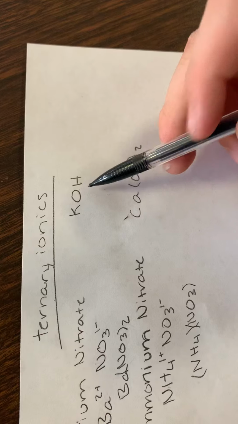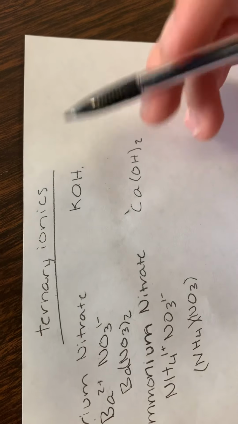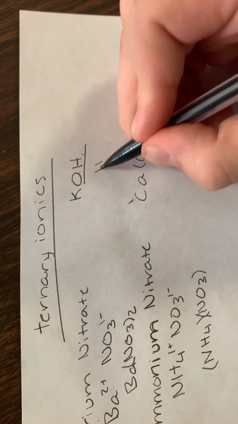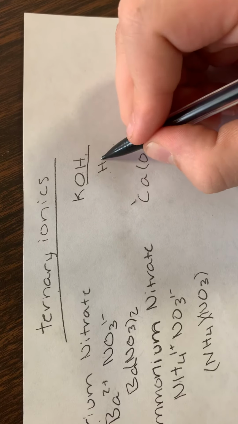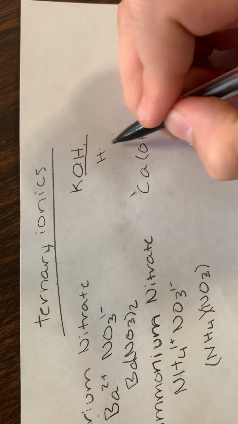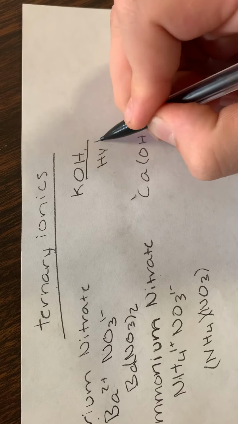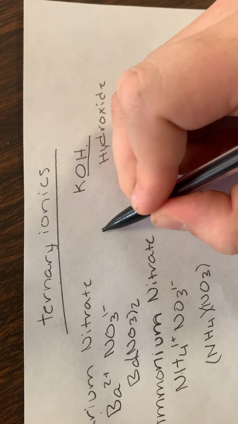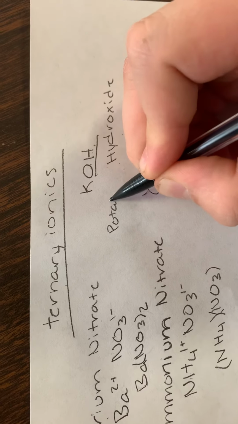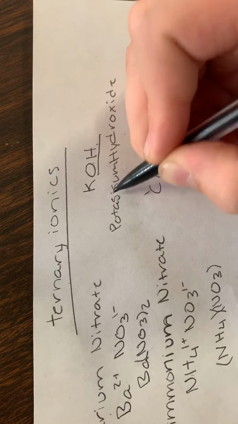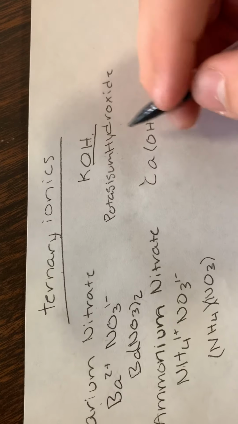Now going from formula to word, we know that this is hydroxide because of hydrogen and oxygen, and you have to change the oxygen to oxide. So it's going to be hydroxide. And we know this is potassium. Spelled that wrong, but it's potassium hydroxide.